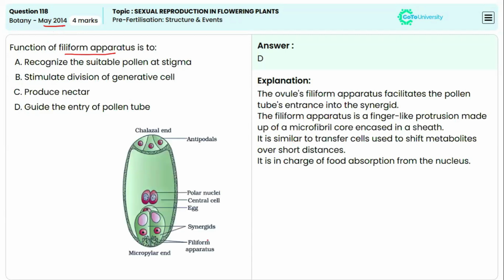So, this is a filiform apparatus. It is a finger-like structure made up of a microfibril core encased in a sheath, and it is similar to the transfer cells used to shift metabolites over short distances. And what is the function of the filiform apparatus? Actually, it is the part of the ovule which facilitates the pollen tube's entrance into the synergids. And it is also in charge of food absorption from the nucellus. So, from the options, we could select option D as the correct answer. It guides the entry of the pollen tube.